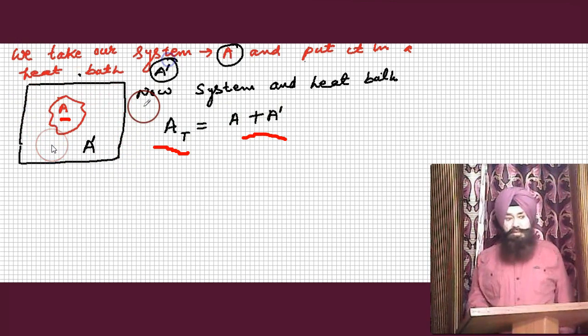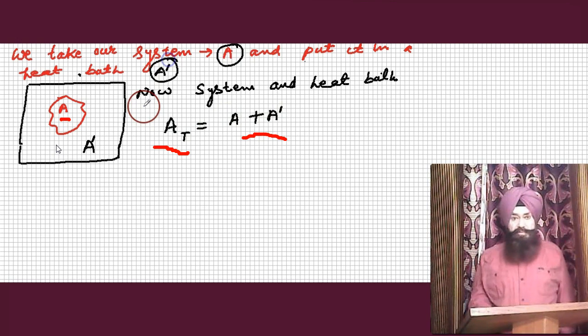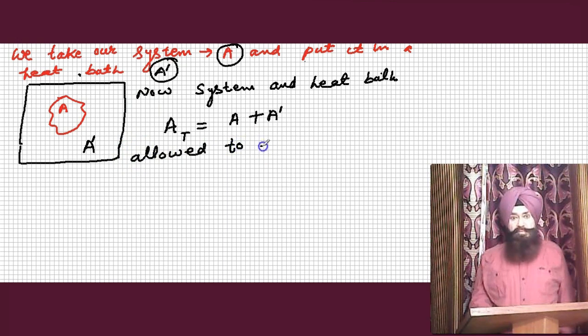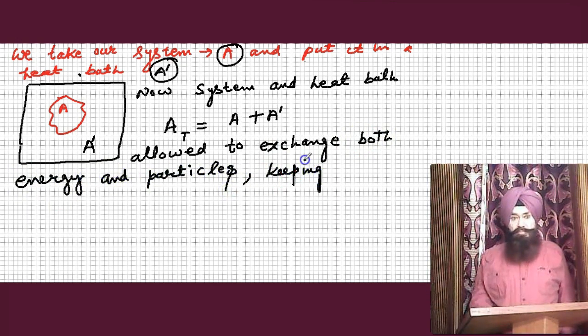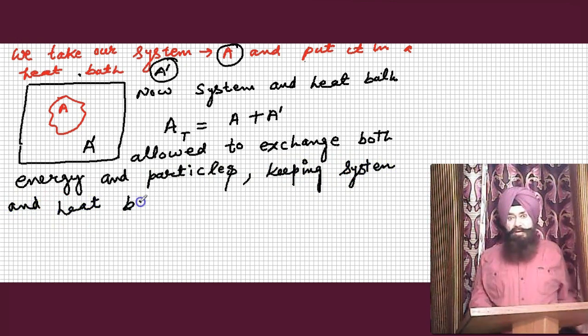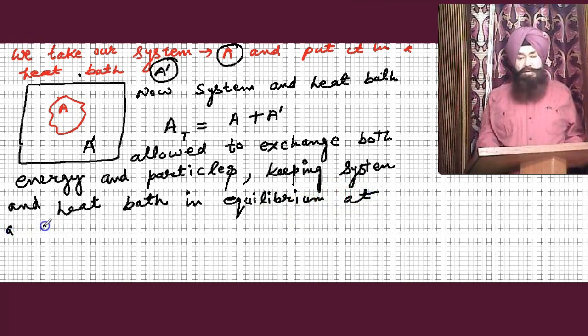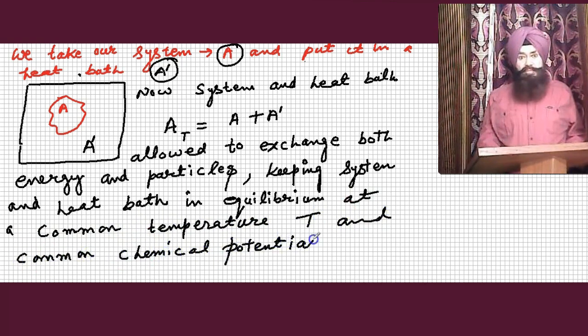And this total new system is isolated from anything else. Whatever is inside the new system remains. That means conservation of energy and conservation of the number of particles will be true inside the new system. So the system is such that it is allowed to exchange both energy and particles, keeping the system and heat bath in equilibrium at a common temperature T and common chemical potential mu.